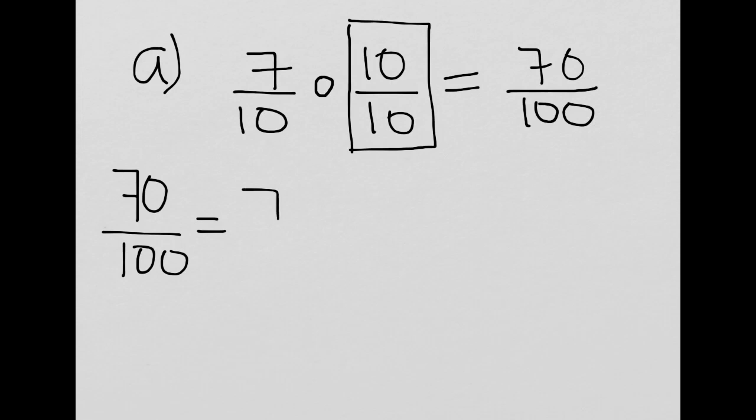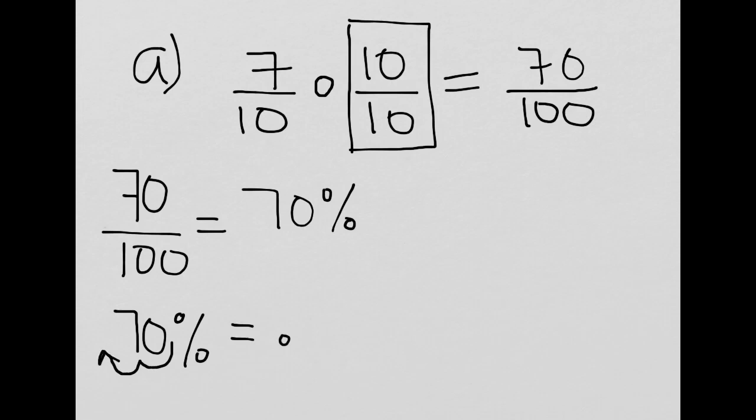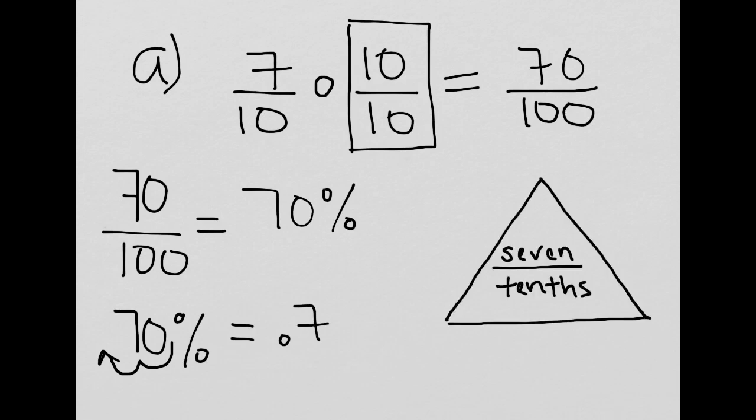70 over 100 is 70%. And with 70%, all I have to do is move the decimal two places over to the left, which gives me 0.7 as a decimal.